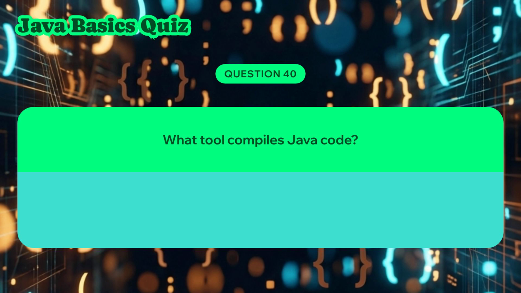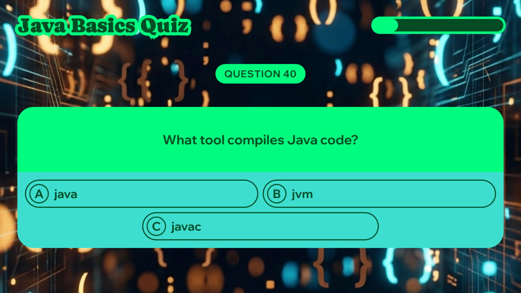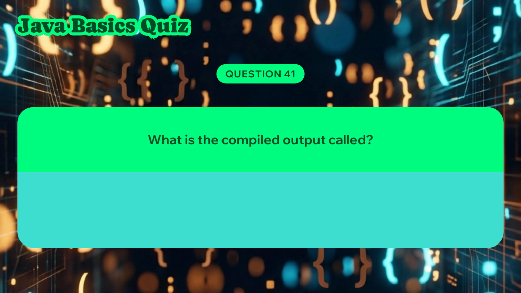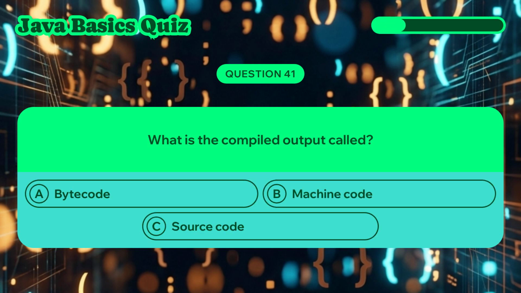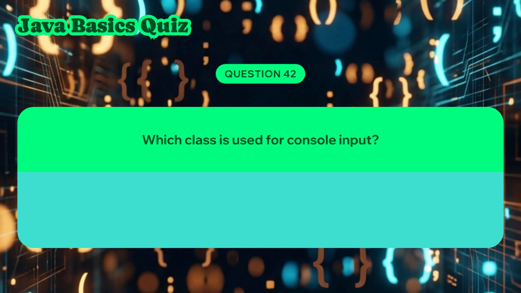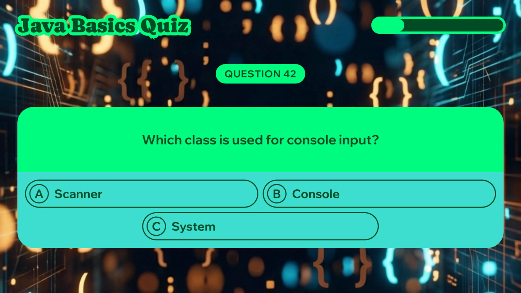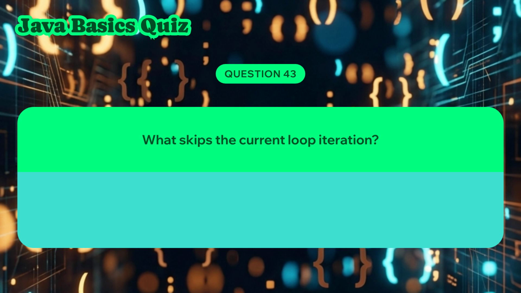What tool compiles Java code? What is the compiled output called? Which class is used for console input? What skips the current loop iteration?